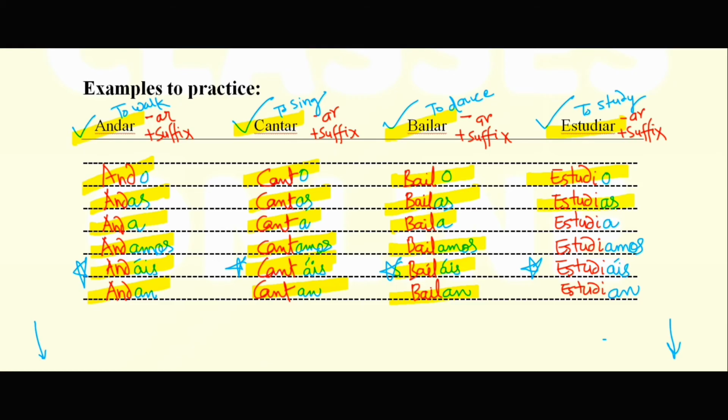Estudias, you study. Estudia, he, she studies. Estudiamos, we all study. Estudiáis, you all study. Estudian, they all study. AR ending examples got over.